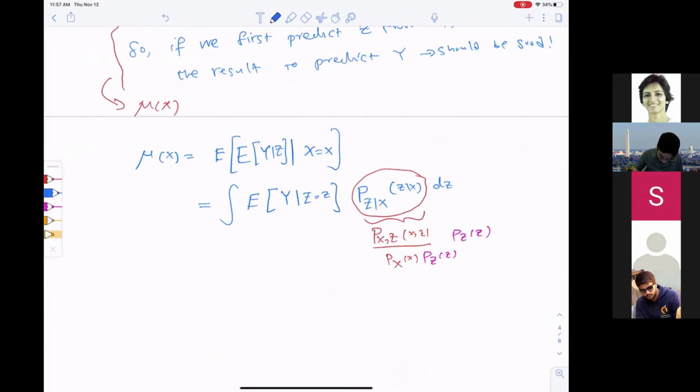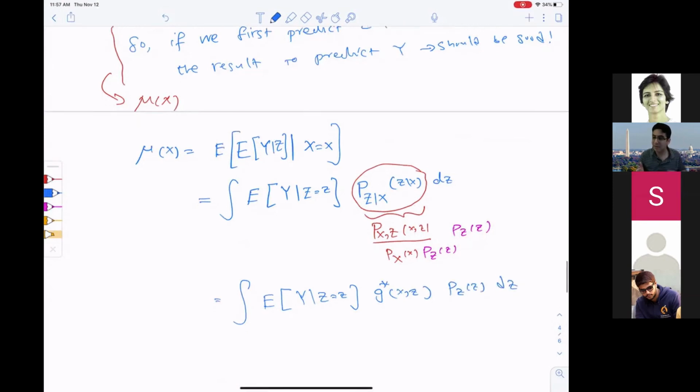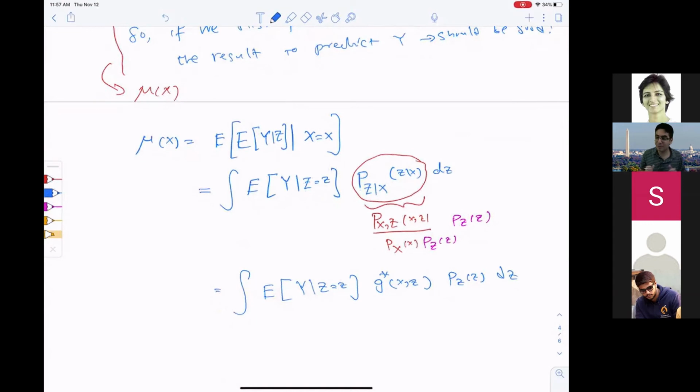So therefore, I can write this whole predictor as the expectation of y given z, times what is this? This is my g star of x and z, p_z dz. Okay, just like a warm up, we are not even tackling the problem yet. It's just a predictor. I predict z from x and then y from z.